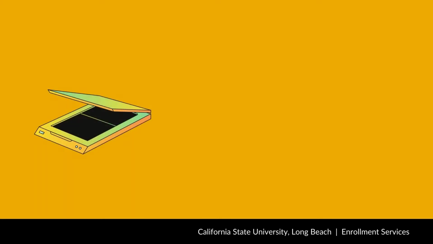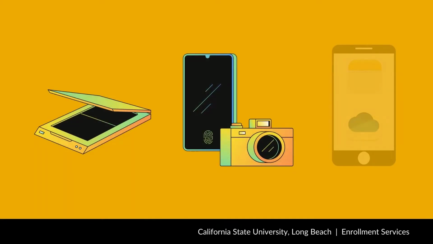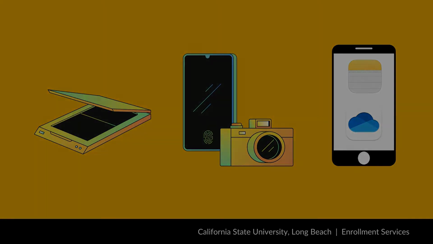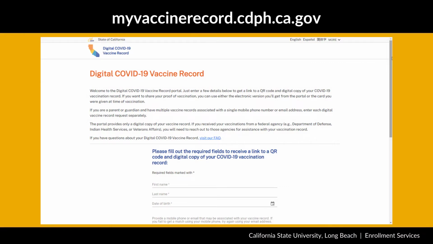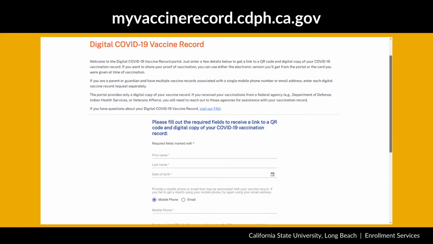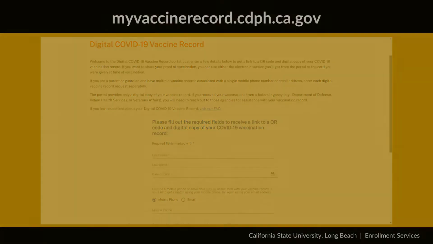Before you begin, make sure you have a digital copy of your COVID-19 vaccination card. You can create a digital copy of your vaccination card by scanning it, taking a photo, or using an app that offers a scanning feature, such as Notes or OneDrive. If you need a new digital copy of your vaccine record, visit myvaccinerecord.cdph.ca.gov to download for free.